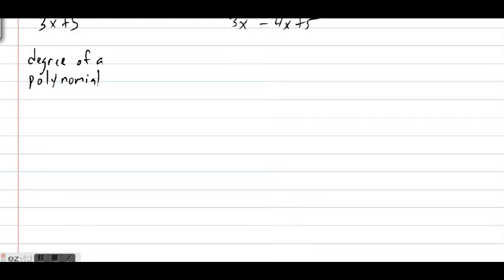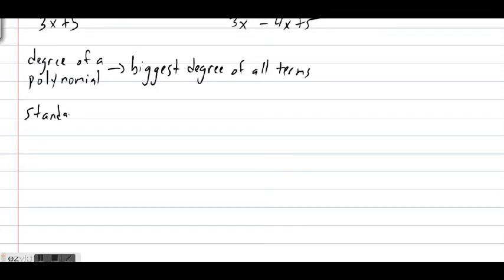Not just a degree of a monomial, but a degree of a whole polynomial. And all the degree of a polynomial entails is we want to find the biggest degree of all the terms. So you look at all the terms, you add up all the exponents for each individual term, and the biggest degree that you get is the degree of the whole polynomial.